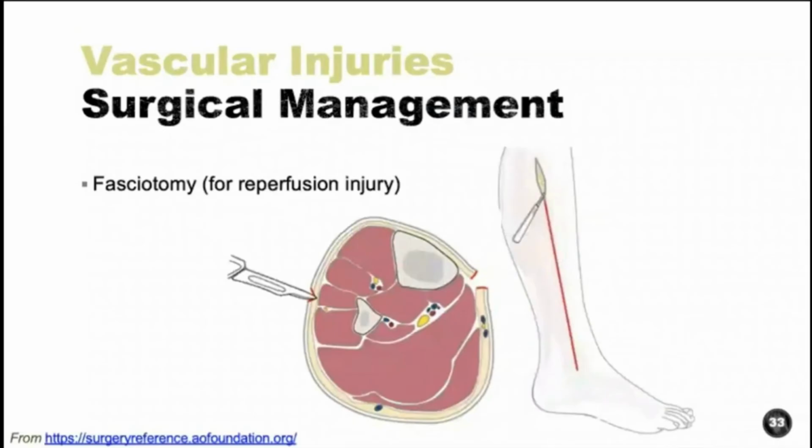And then the last thing that we really need to recognize is that patients who have a vascular repair or reconstruction are at risk for reperfusion injury. And this most commonly occurs when ischemia time is prolonged. And so surgeons should always consider doing fasciotomies to help reduce the consequences of this type of reperfusion injury.